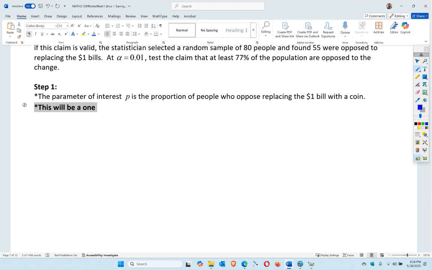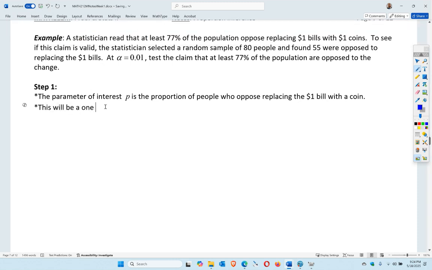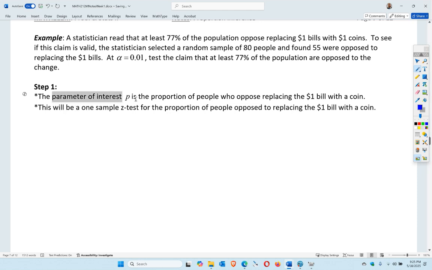Let's get rid of a 1 sample z-test for the proportion of people opposed to replacing the $1 bill with a coin. Okay, so that's basically the parameter of interest, right? And then this is the test we're actually doing, which is the proper test for a 1 sample proportion.